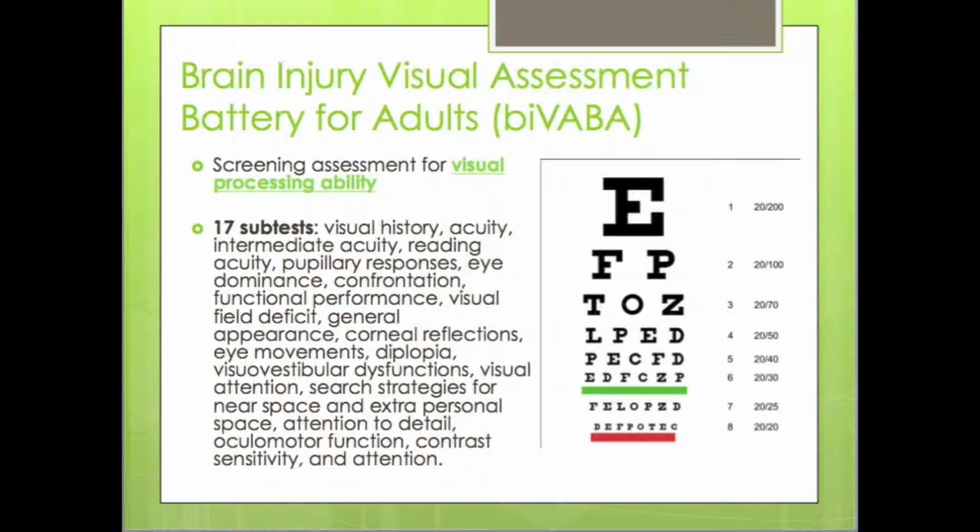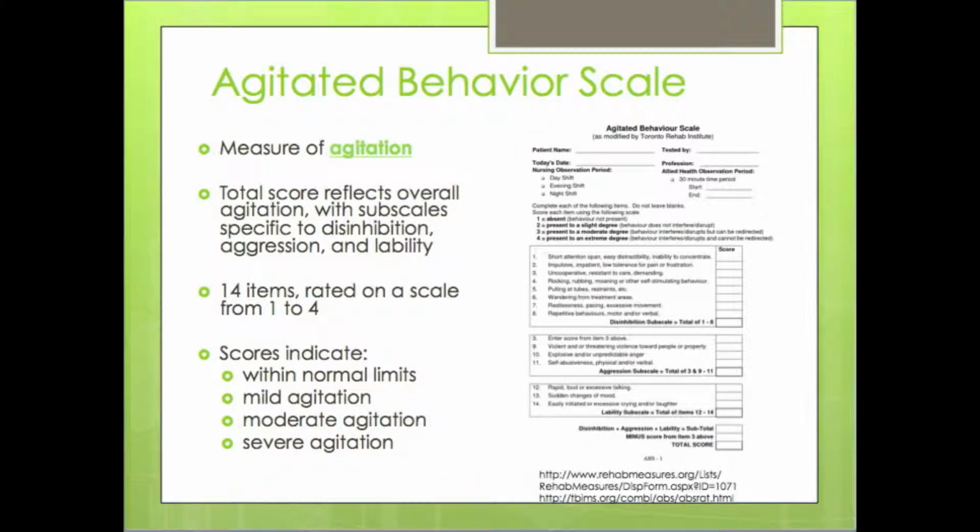It includes 17 subtests. Some of the functional limitations associated with visual impairment include a person's ability to complete ADLs, read, write, drive, and functional mobility in navigating environments safely. The Agitated Behavior Scale is a measure of agitation that can be used to measure changes in agitation level over time. The total score reflects overall agitation, with subscales specific to disinhibition, aggression, and lability. There's 14 items rated on a scale from 1 to 4, and scores indicate within normal limits, mild agitation, moderate agitation, or severe agitation.